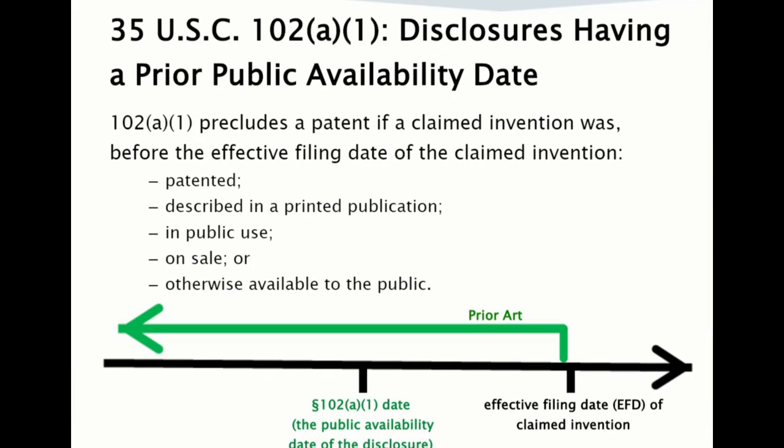Remember, 102A1 precludes patentability of a claimed invention when the claimed invention was patented, described in a printed publication, or in public use, on sale, or otherwise available to the public before the effective filing date of the claimed invention. The graphic on this slide shows this visually. So, what exceptions apply to 102A1?